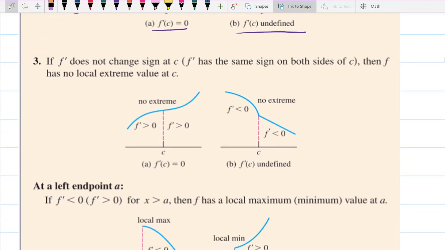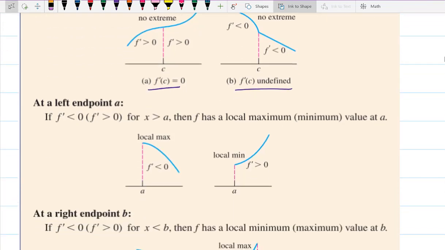If the derivative does not change sign where it's 0 or undefined, so it stays positive on both sides or stays negative on both sides, then we do not have an extreme value. We do not have a max or min.